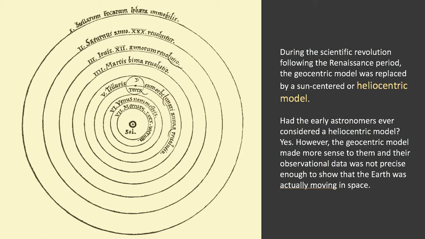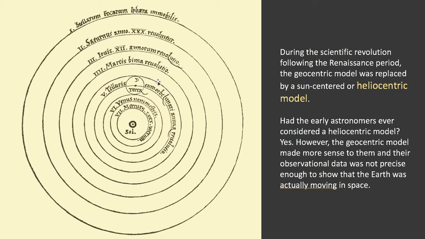The issue was they didn't have observational data precise enough to show that the Earth was actually moving in space. So because they couldn't tell that through their observations, that hypothesis could never be shown true. And so they went with what was for them the simpler explanation, that the Earth is at the center and things are going around it.